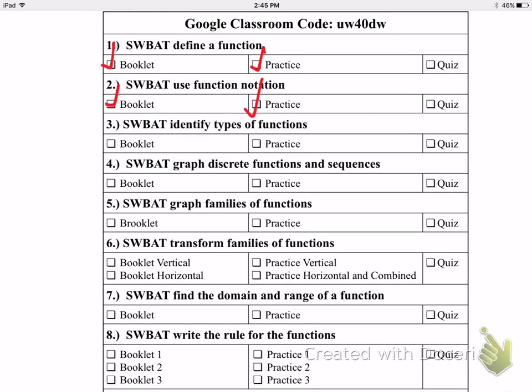Hello, class. We are now moving on to the fourth lesson of the unit. So you should have already learned how to define a function and how to use function notation. Yesterday, you should have learned how to identify types of functions. Today, we're going to graph discrete functions and sequences.